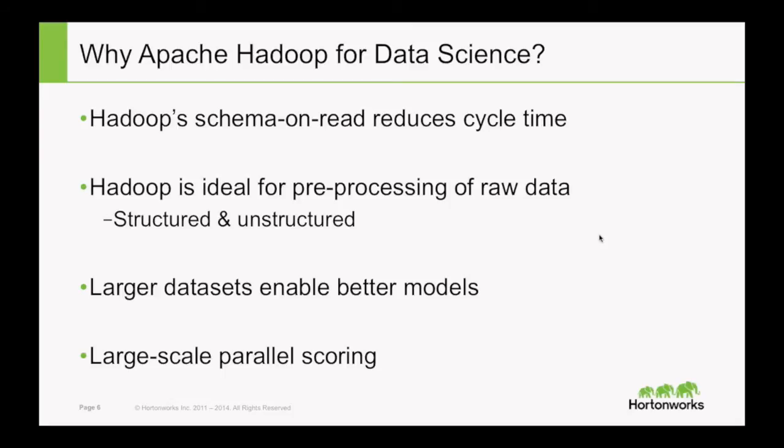Taking the raw data and creating the training set or the feature matrix for the model is very ideal, especially if your raw data is very, very large. Generally, if you have enough data and you can create a large enough training set, larger training sets create better models. And then I'm going to talk a little bit about large-scale parallel scoring.